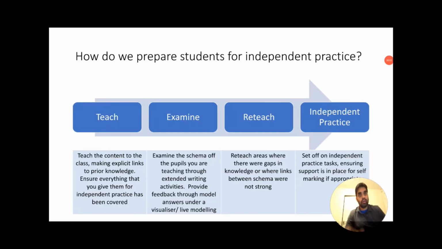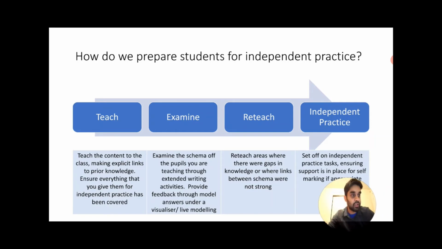So how do I prepare students for independent practice? Well, I go through this process where I first teach them. I examine what I know from that. That's not necessarily with an exam, but it's like examining their bank of knowledge, their schema. Essentially, I look for the gaps that I then reteach and try to fill before I set them off on some form of independent practice.